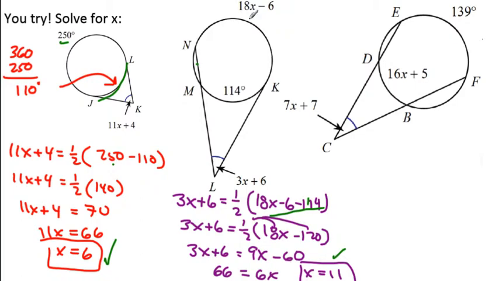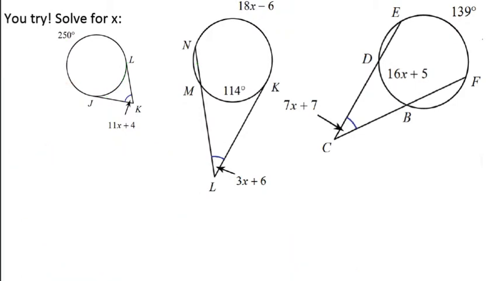So pause the video if you need to copy these down a little bit. Hopefully you worked it out yourself. Let's clear the board. So 7x plus 7 is going to equal half the difference. The larger angle is 139 minus the smaller angle. But you can't just write minus 16x plus 5 like this, because that's only going to subtract the 16x. It's not going to subtract the whole angle. So you need to include parentheses.